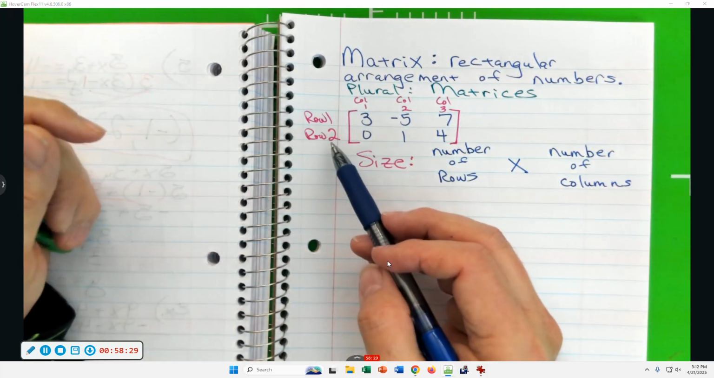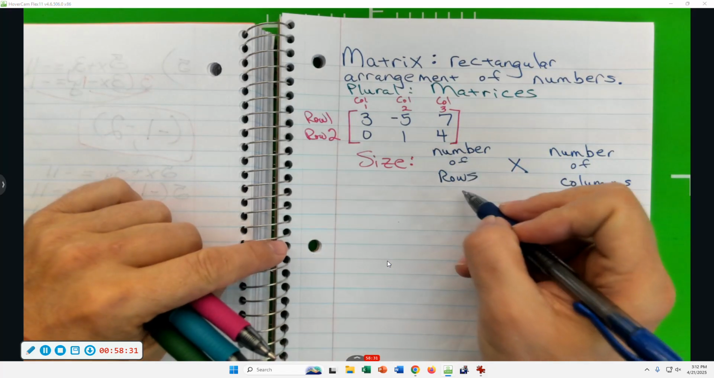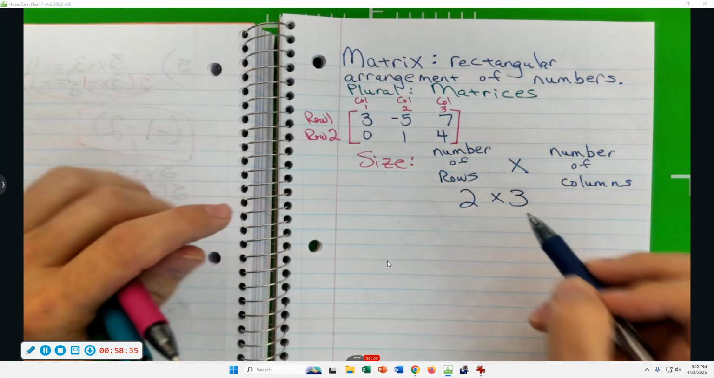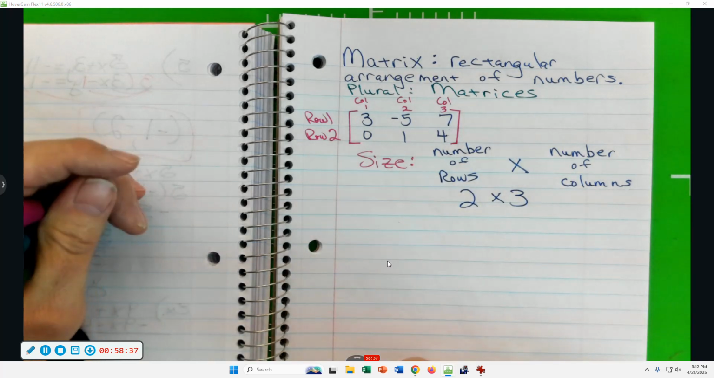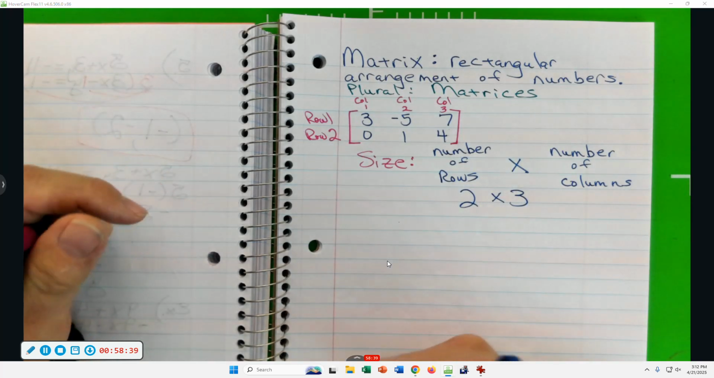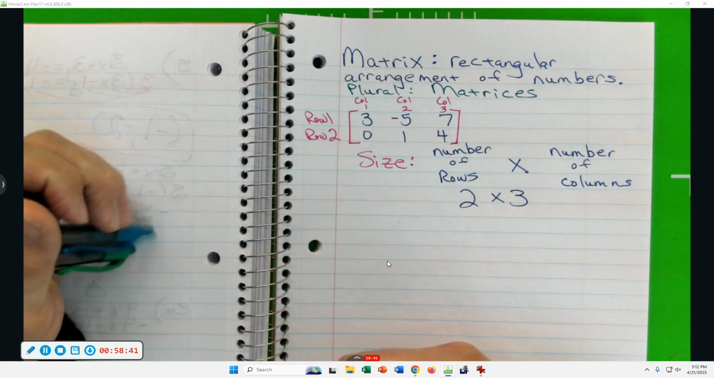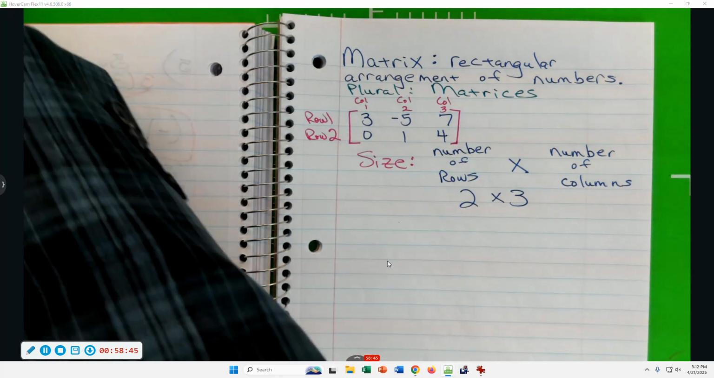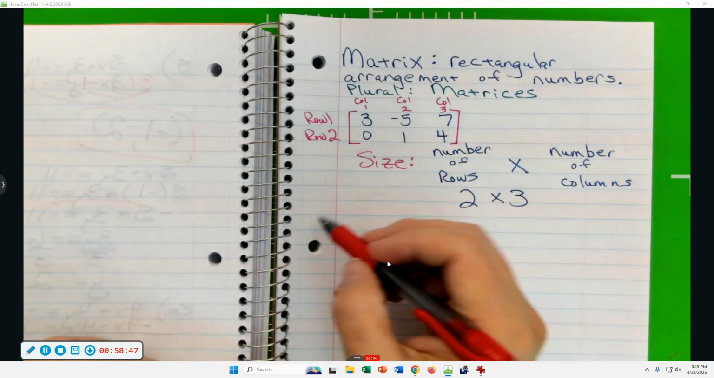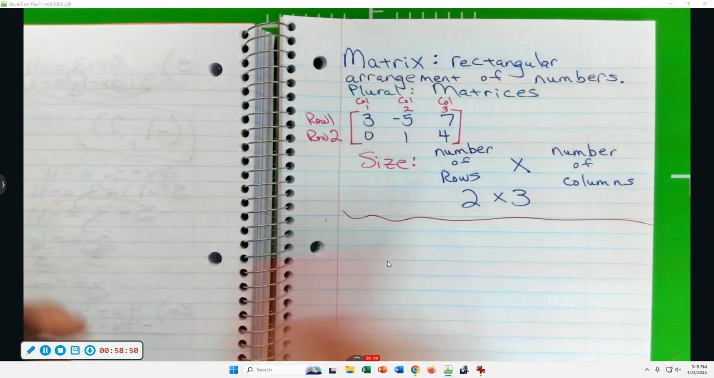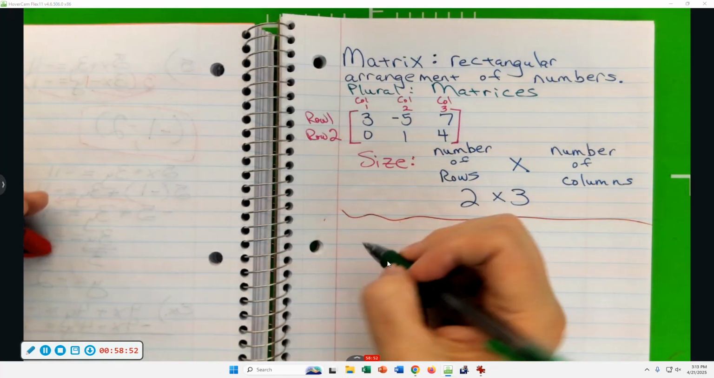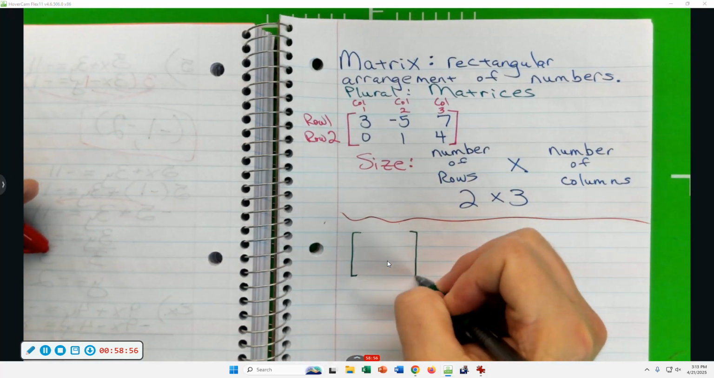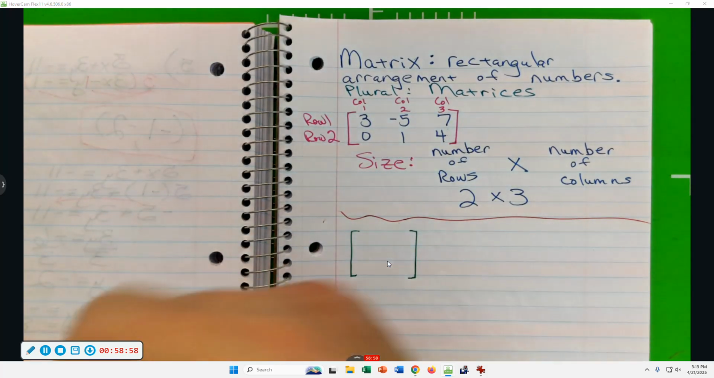So this matrix there were 2 rows and there were 3 columns. So that is a 2 by 3 matrix. That's not the same thing as a 3 by 2 matrix. A 3 by 2 matrix would look something like this. 3 rows and only 2 columns.